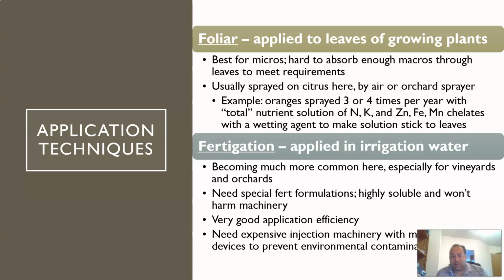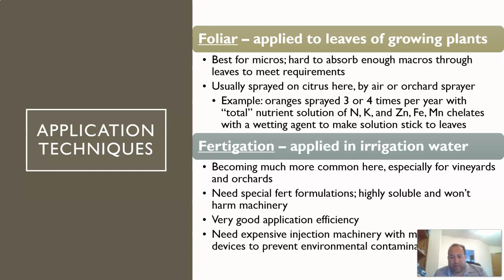Foliar applications can be used for citrus. You can have them through the air, like through a crop duster or an orchard sprayer, where you have a large vehicle that's kind of spraying over the top and spraying down onto the crop. So, for example, oranges get sprayed 3 or 4 times a year with what's called a total nutrient solution of nitrogen, potassium, zinc, iron, and manganese chelates. Now, I said that wrong in an earlier lecture, but that word is chelates, with a wetting agent to make solutions stick to the leaves.